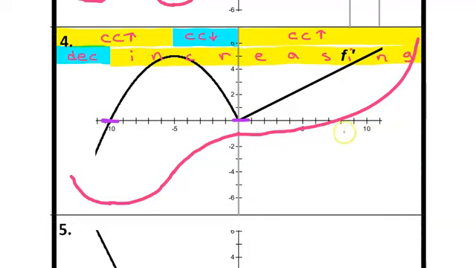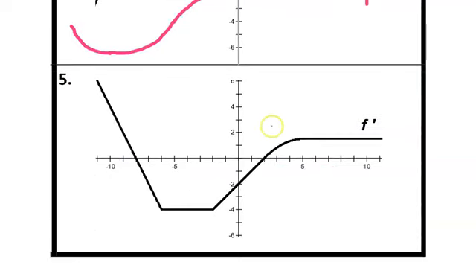So there you go. This is a possible sketch of the original function f. This has been so much fun. I'm almost sad we're at the last problem.